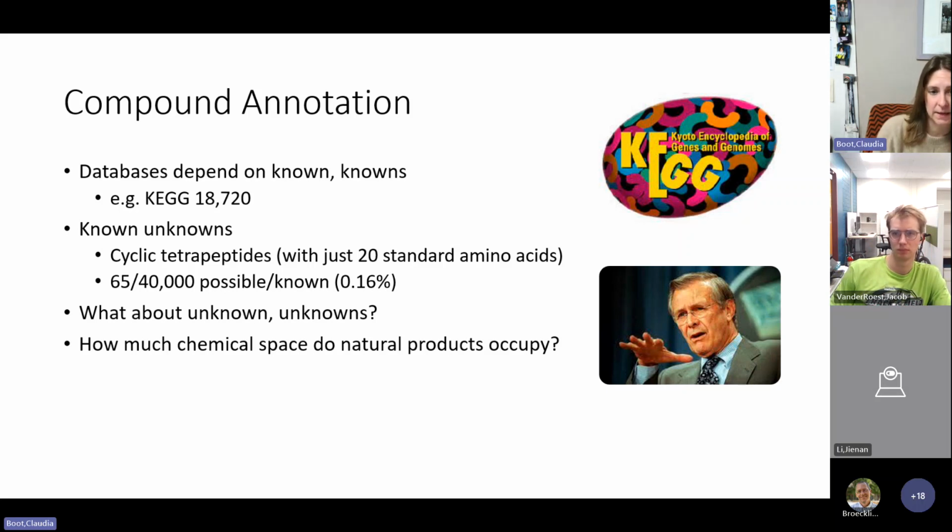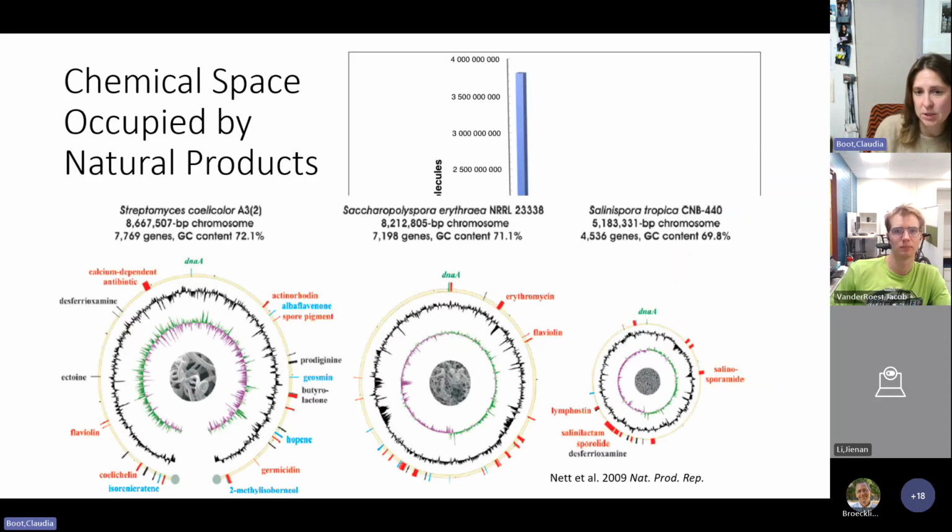But what about this kind of Rumsfeldian space of the unknown unknowns? How do you know what you don't know? And is this really a problem that we need to think about in terms of molecules and mass spectrometry? The answer is very much yes.